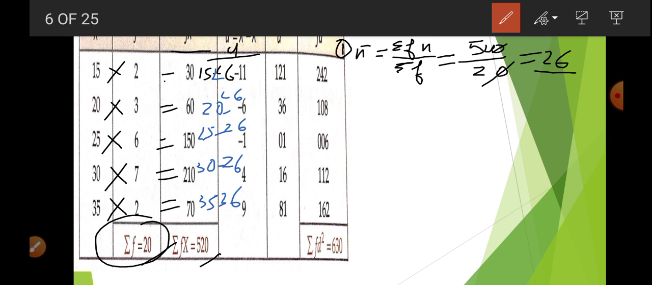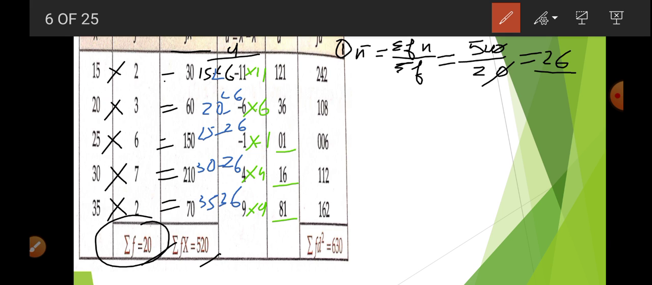Now we are going to do the square. So 11 multiplied by 11 is 121. 6 multiplied by minus 6 is 36. 1 multiplied by minus 1 is 1. 4 multiplied by 4 is 16. 9 multiplied by 9 is 81.